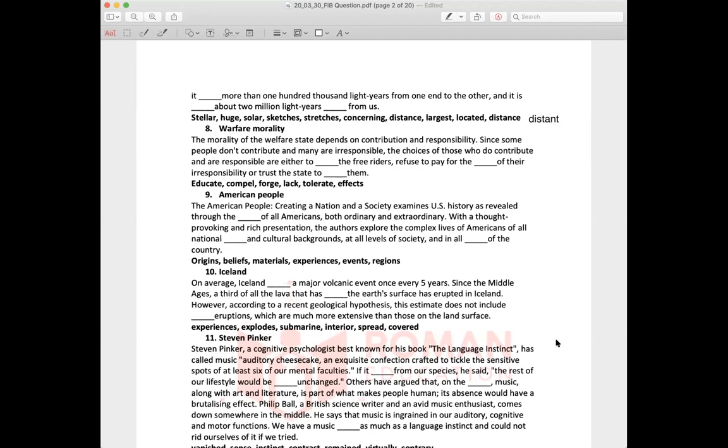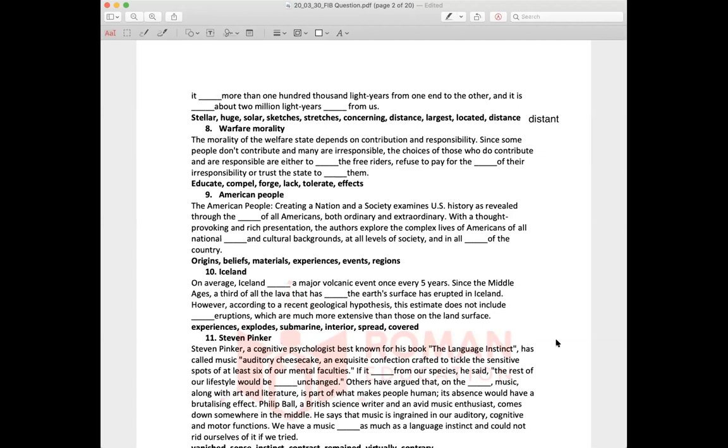This estimate does not include eruptions. So think, which kind of eruptions are they talking about? Eruptions means it's like explosion. So which kind of eruptions do you think they're talking about? And for that, we have to read on and we see, which are much more extensive than those on the land surface, means these are the ones that do not happen on the land.